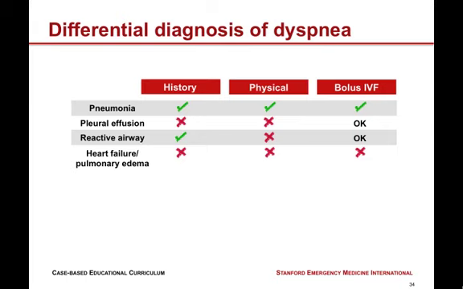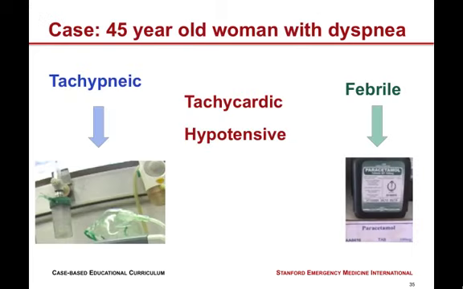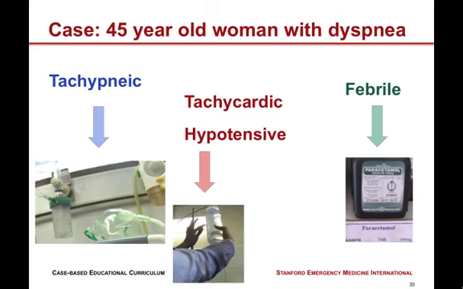Looking at the chart, we see that the history and the physical are only consistent with the diagnosis of pneumonia. The treatment is boluses of IV fluid because the patient has hypotension. Again, based on the history and physical alone, we know the diagnosis of pneumonia. The patient is tachycardic and hypotensive. The treatment is rapid boluses of IV fluid.